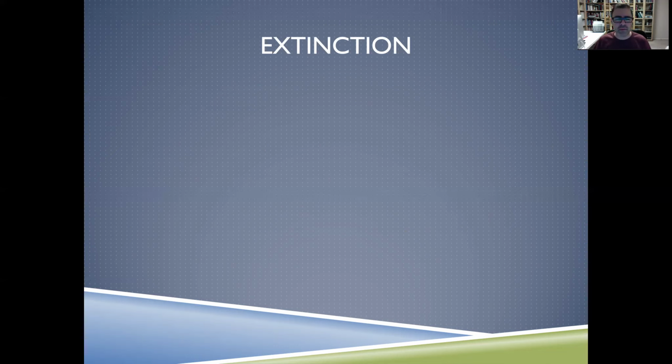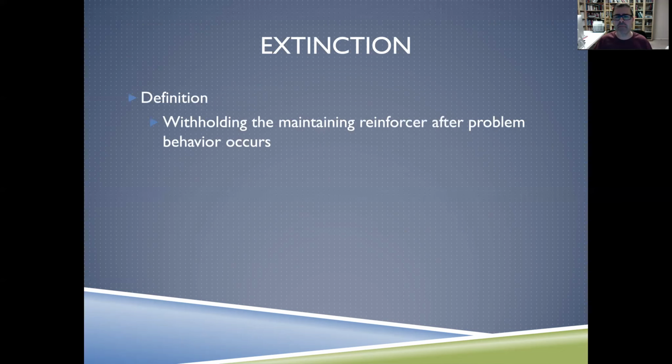If for some reason you start putting makeup on and it doesn't work, the makeup doesn't make you look good, the behavior of putting the makeup on, or at least putting that specific makeup, may decrease, and that would be extinction taking place, right? So extinction is again withholding the maintaining reinforcer after problem behavior.